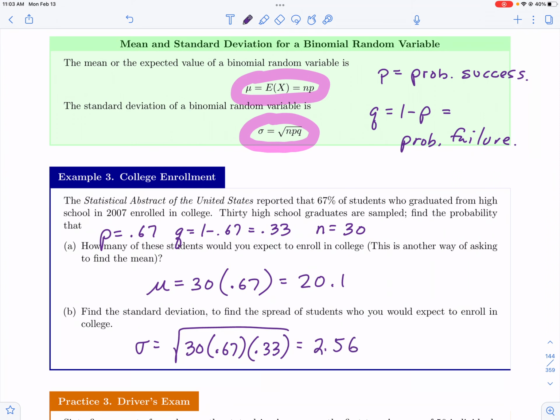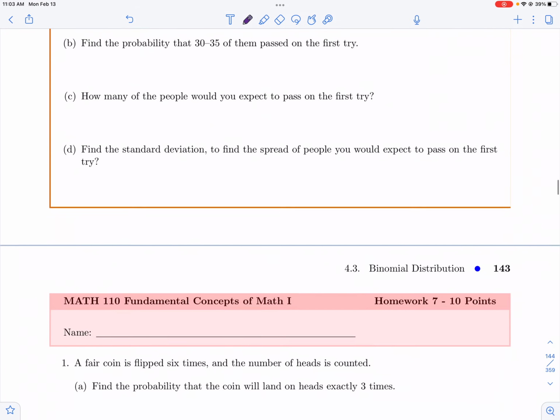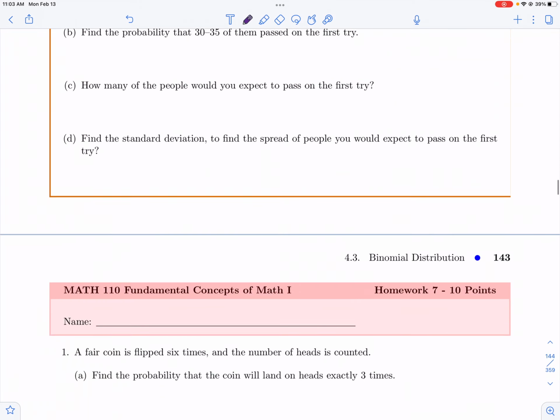So hopefully not too tricky to calculate those. Again, get your probability of success, figure out your probability of failure. Our N should be given, and then go ahead and calculate them from there. So try practice 3, and then we will be done with chapter 4.